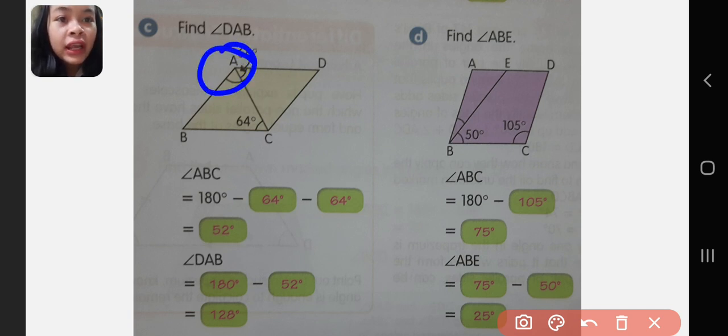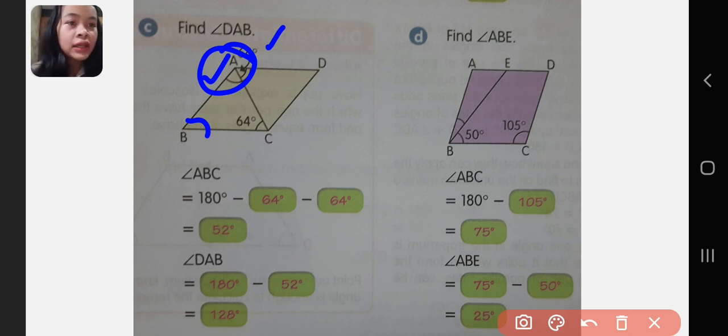Is 180 degrees minus 64 degrees minus 64 degrees. Okay, because this is 64, so this is also 64. So you got 52 for this. So DAB equals 180 degrees minus 52 equals 128 degrees.